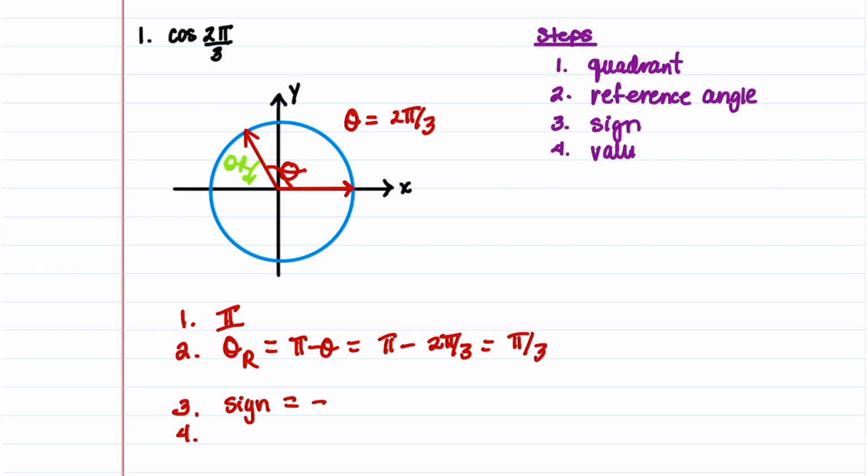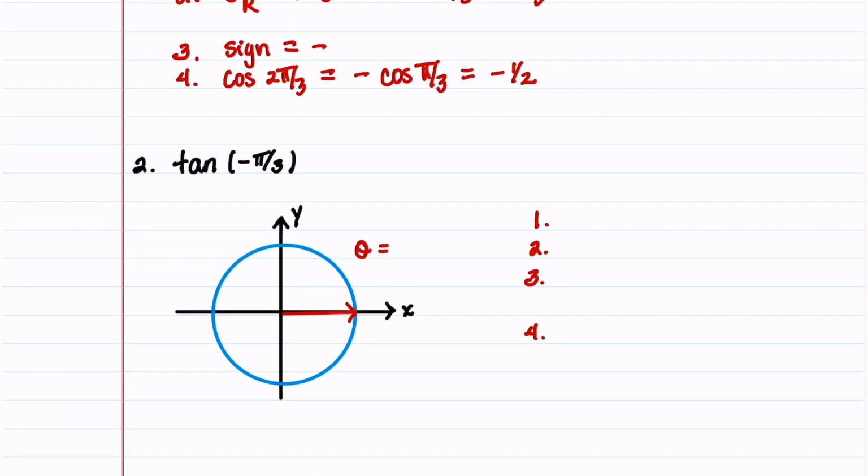And then our fourth step is to find the value. So our cosine 2 pi over 3 is the sign from step 3, so minus cosine of our reference angle, which is pi over 3. Cosine pi over 3 is 1/2. So our answer is minus 1/2. So the cosine of 2 pi over 3 is equal to minus 1/2.